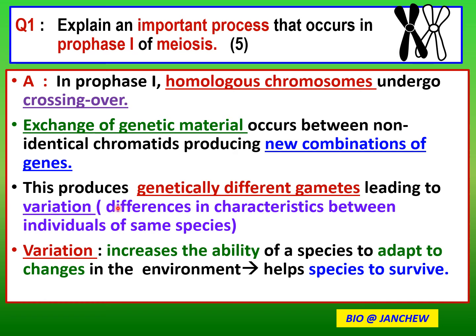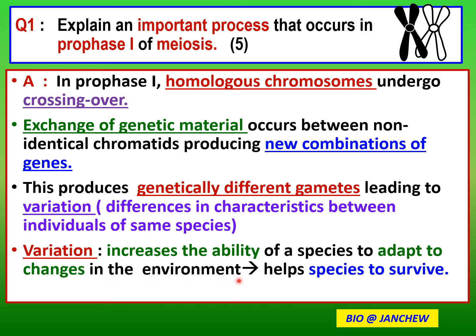So if these gametes undergo fertilization, they'll produce offspring that are genetically different, and this causes variation, which are differences in characteristics between individuals of the same species. Now, what is the importance of variation? Variation increases the ability of a species to adapt to changes in the environment.